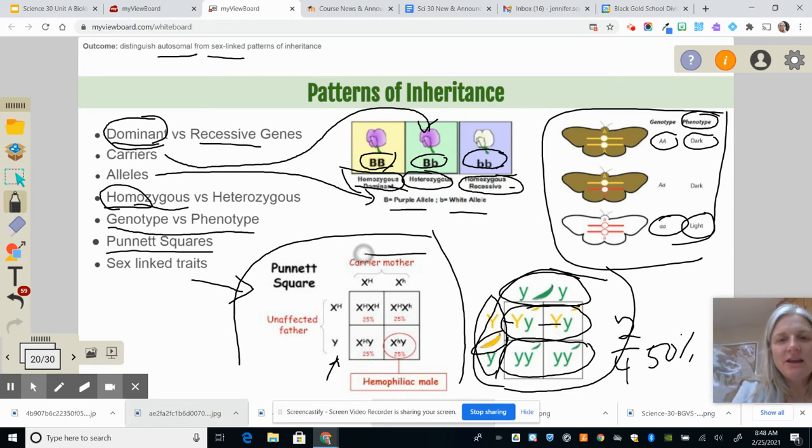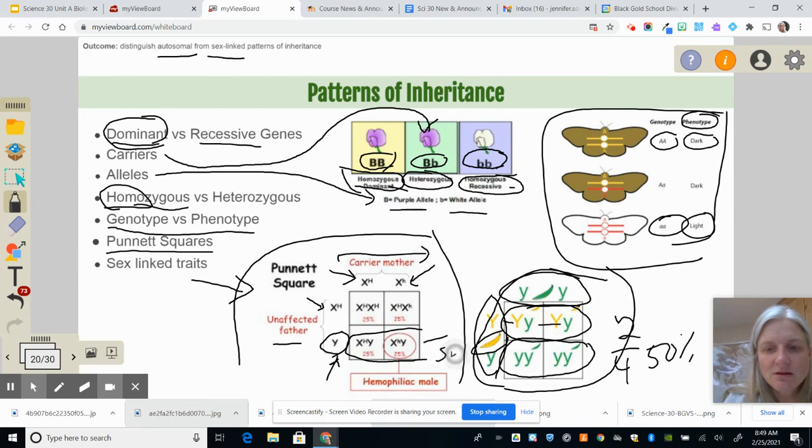All right, so if you have a carrier mother here, that means that she has the allele for the disease that we're studying, hemophilia, which is a recessive allele. But she also has a dominant allele that keeps her healthy so she doesn't get the disease. You have an unaffected father, so the father does not have hemophilia, so his X chromosome is a healthy chromosome and it's dominant, healthy, and he has the Y chromosome. So all his sons are just going to get his Y chromosome. So these are all the sons here along the bottom.